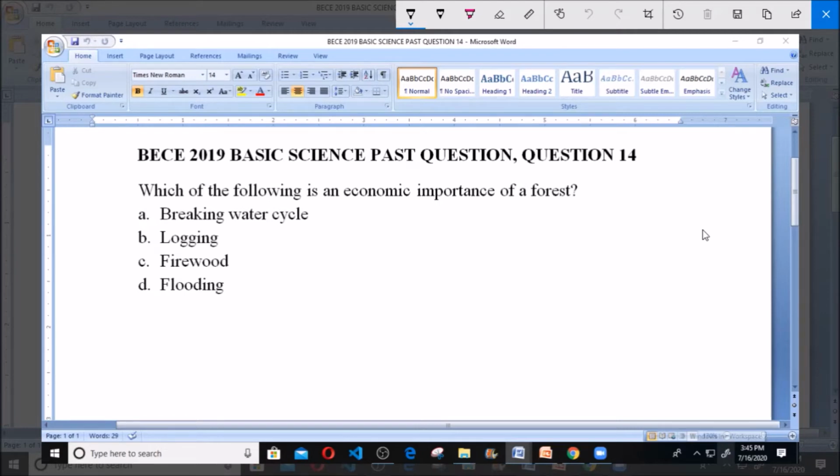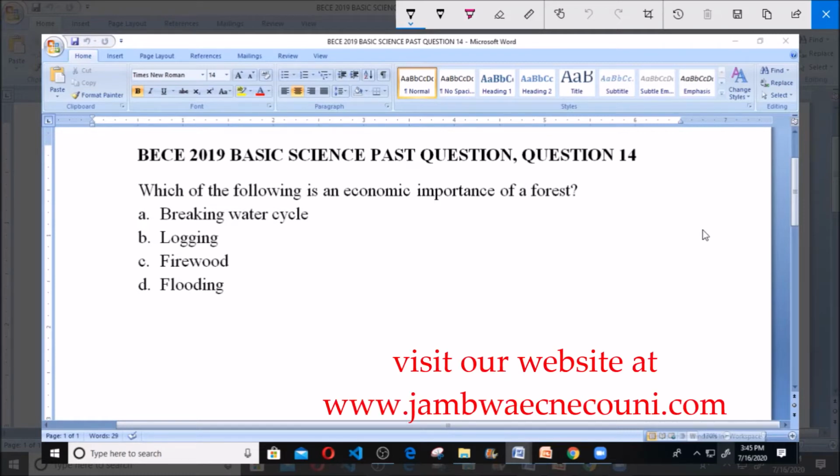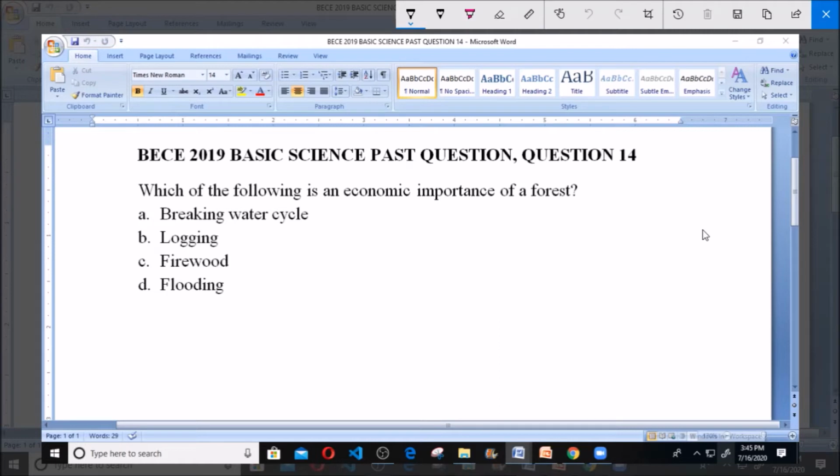Which of the following is an economic importance of a forest? A. Breaking water cycle. B. Logging. C. Firewood. And D. Flooding. Now we need to understand what they asked us to find.